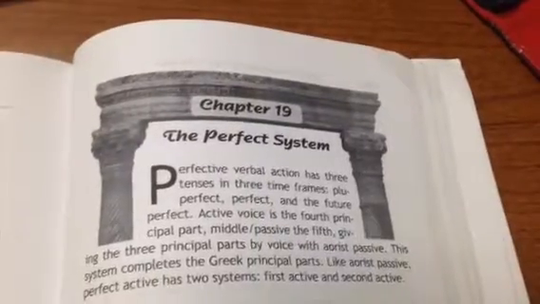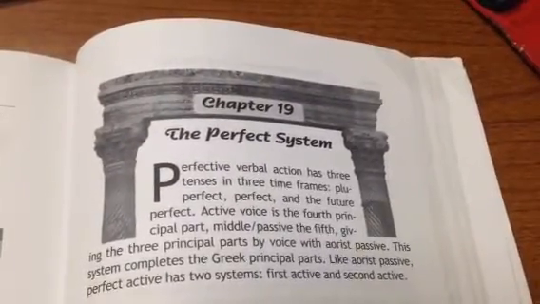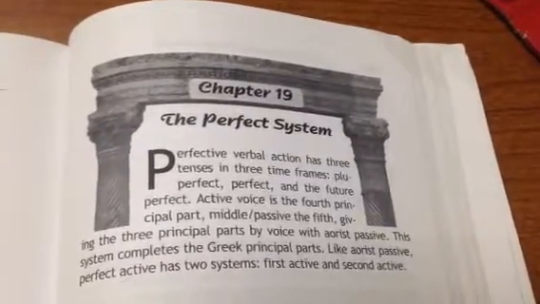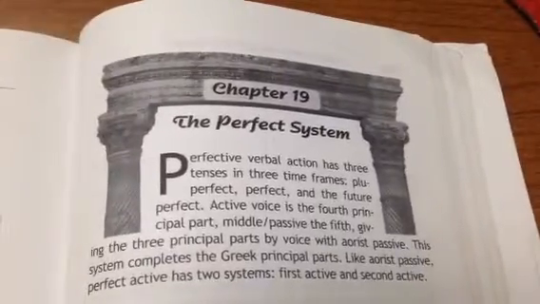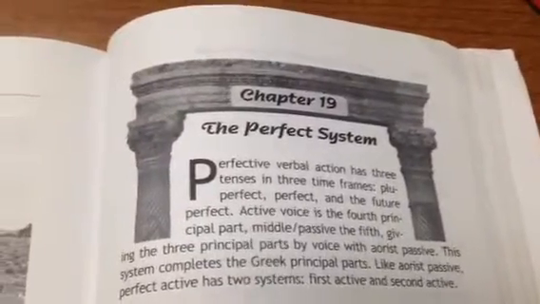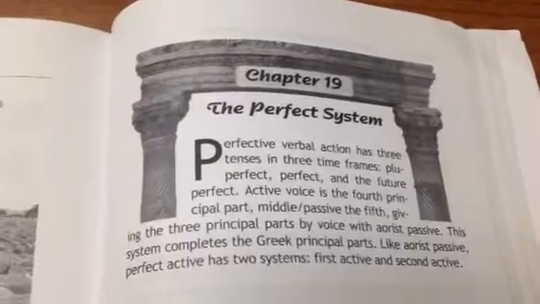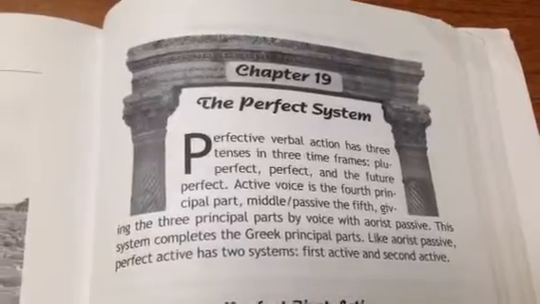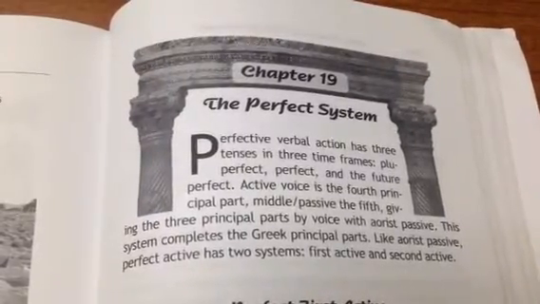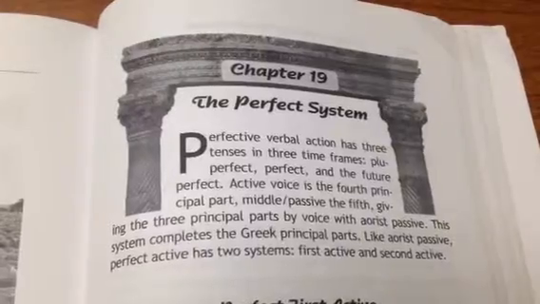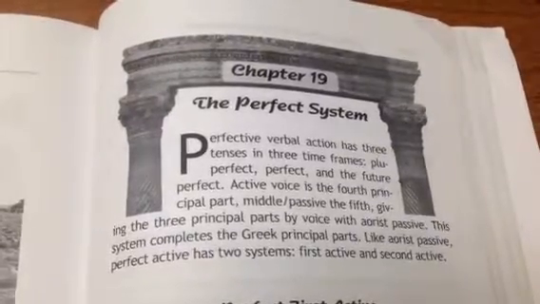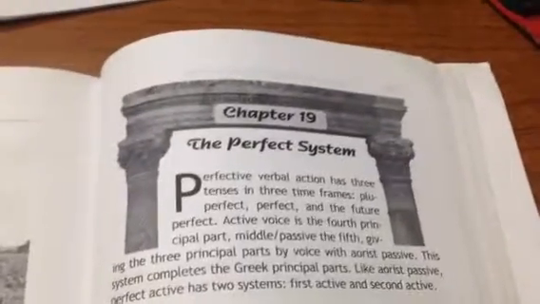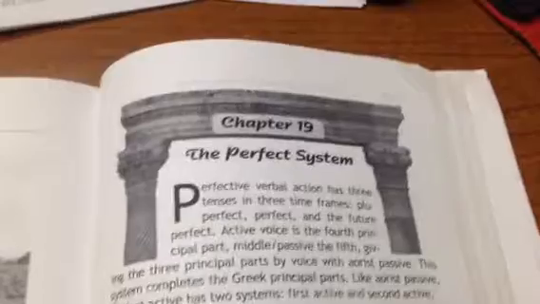Okay, chapter 19 finishes out our verb system. The perfect system uses up the fourth and fifth principal parts. Perfective action, so that's our third action kind. We have seen durative action in principal part number 1. We have seen undefined action in principal parts 2, 3, and 6. And then perfective action, perfective verbal action, as Stevens writes here, in principal parts 4 and 5.